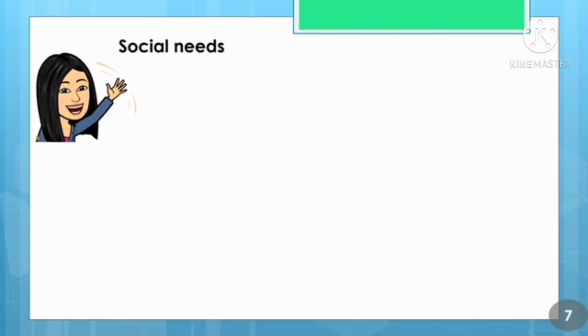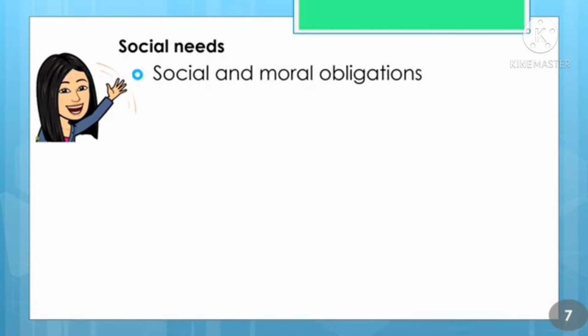Social needs can be anything from education, sports, celebrations, travel, leisure, and the like. We need these things for fulfillment, esteem, and self-actualization. Some examples are social and moral obligations, such as birthdays, baptism, weddings, and other social gatherings.